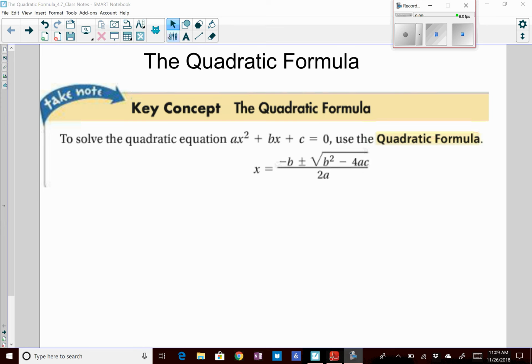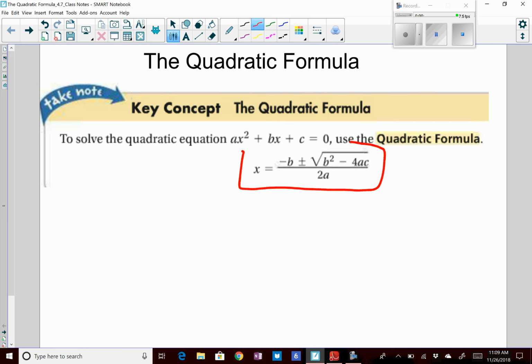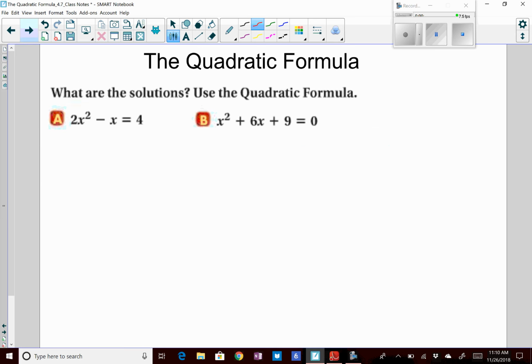So we have the quadratic formula here, and this is how we'll solve quadratic equations with this formula. So we'll try an example here. We'll take a look at the one in part A. So we have 2x squared minus x equals 4.